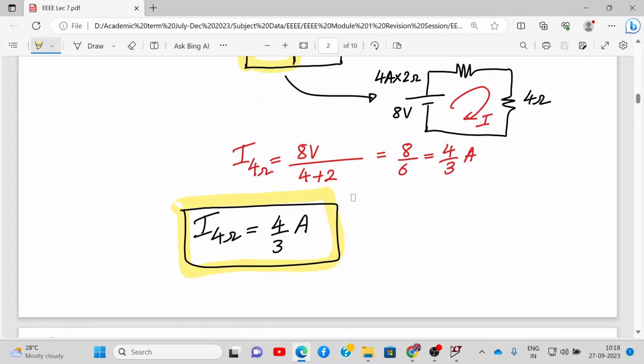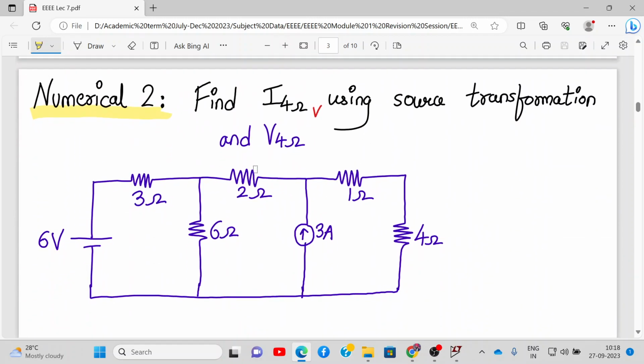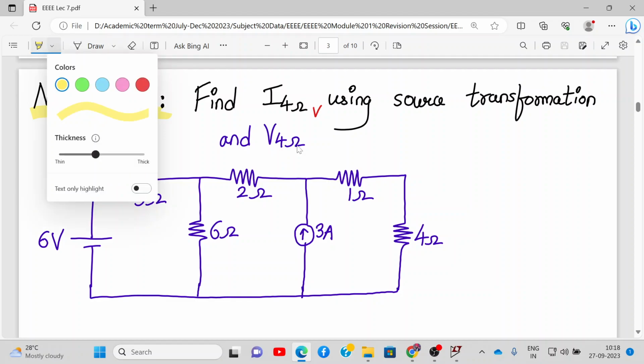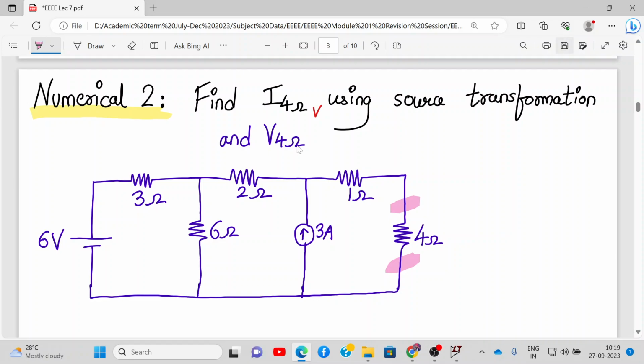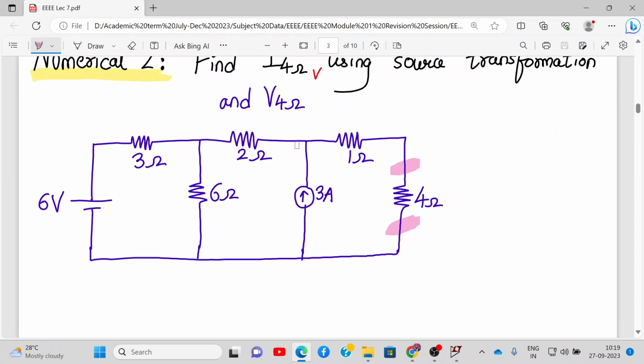That also we will solve using source transformation. So numerical number 2: we need to find the current flowing through the 4 ohm resistance and the voltage across the 4 ohm resistance. So basically over here, this is my 4 ohm resistance which should not be disturbed at all. I need to find the current flowing through the 4 ohm and the voltage across this 4 ohm resistance. This 4 ohm resistance should not be converted or disturbed at all throughout the numerical. All right, so let us begin. Let me write the solution.